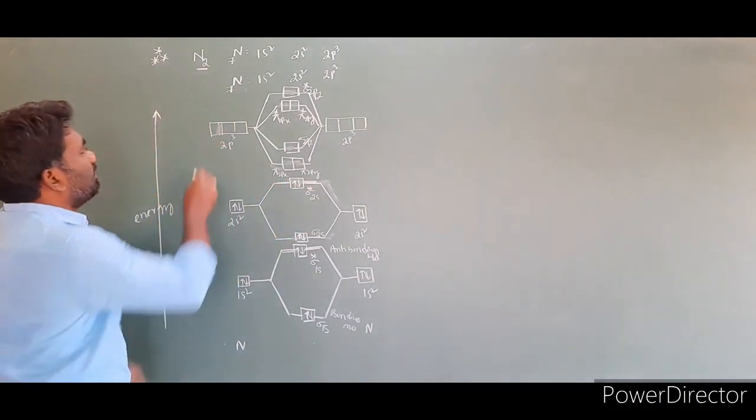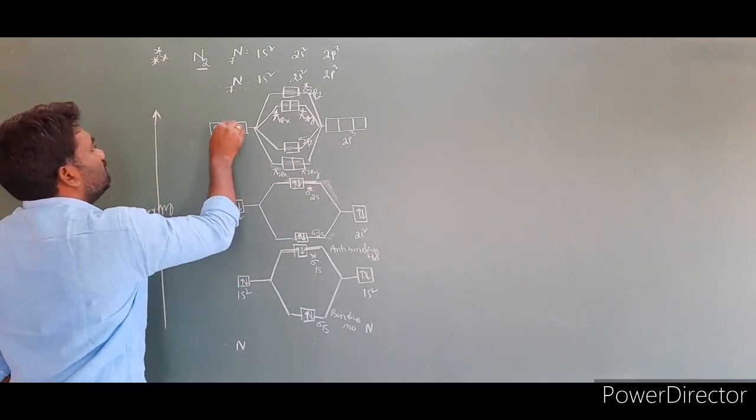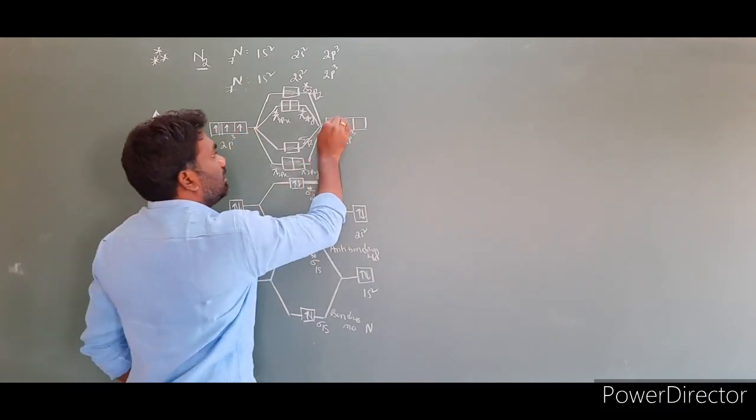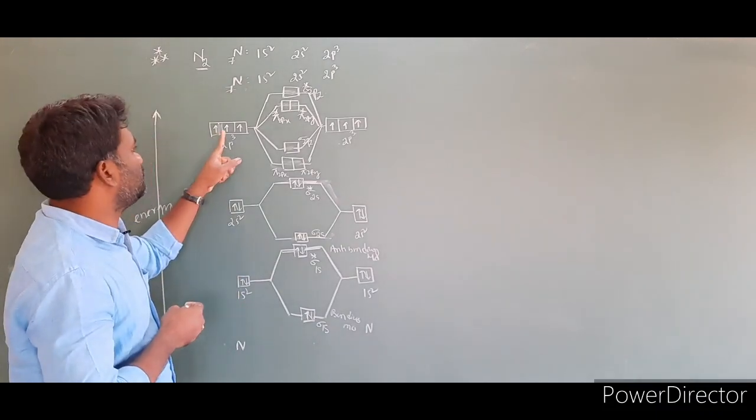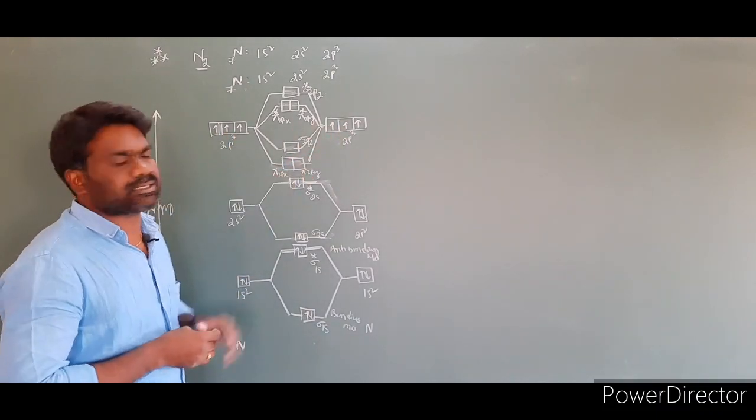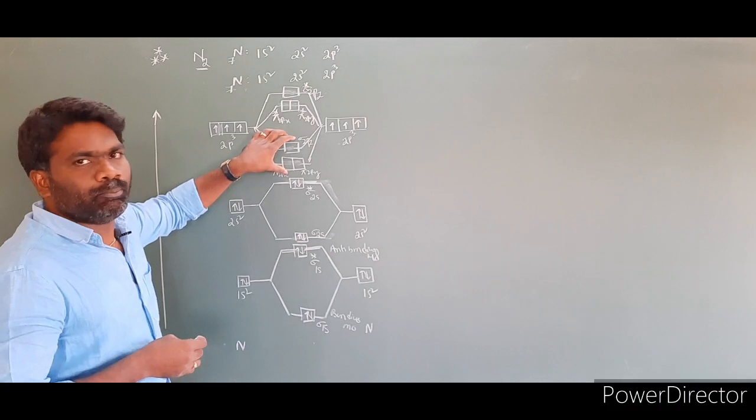Then coming to the 2p3, how many electrons are there? 1, 2, 3. 1, 2, 3. Here also 1, 2, 3. The total number of electrons is 1, 2, 3, 4, 5, 6 electrons. We have to fill these 6 electrons in the bonding and anti-bonding.